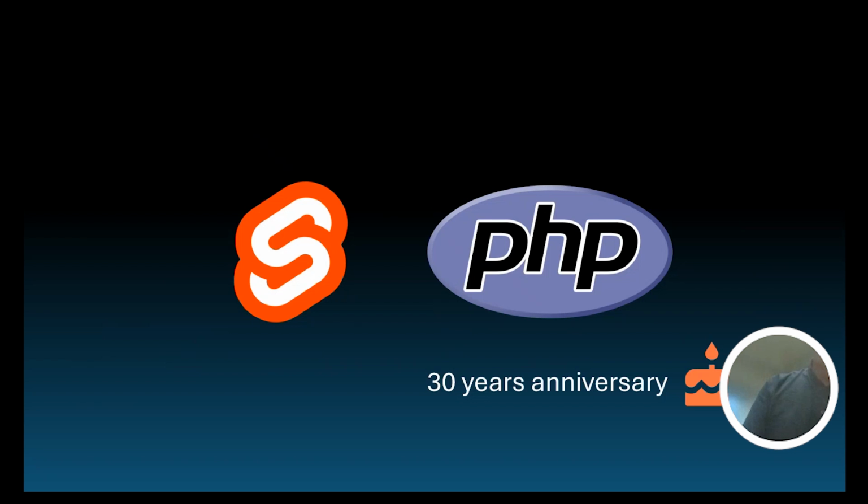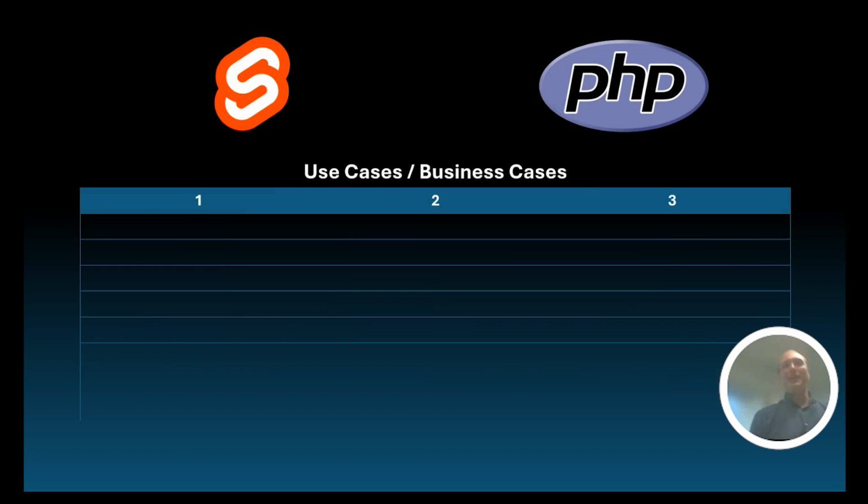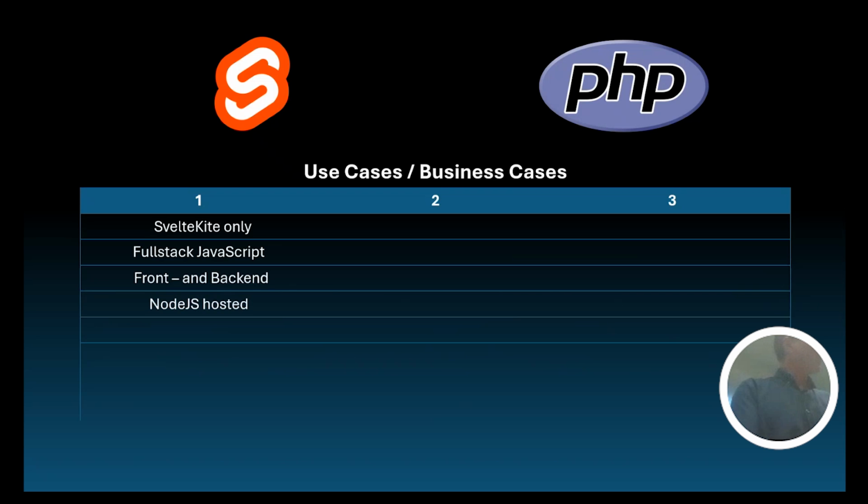But yeah, I started hacking into it, and I came into a few use cases. The first one was I wanted to go SvelteKit only, writing my apps full stack JavaScript, front and backend, Node.js hosted. I didn't have a clue about Node.js or how to run it. It was easy, of course, I can install it and run dev, but I wanted to understand how it is running hosted on a web hosting provider.